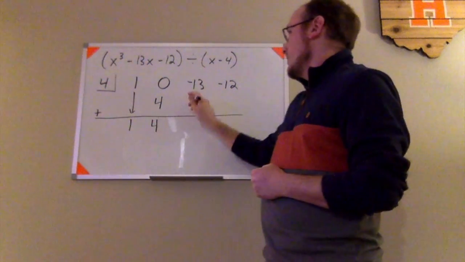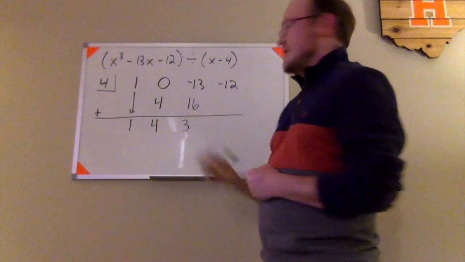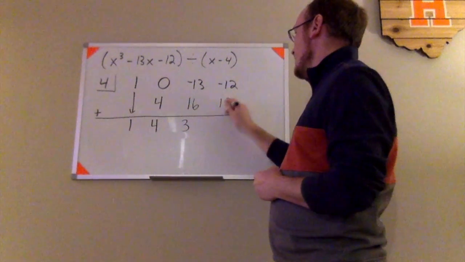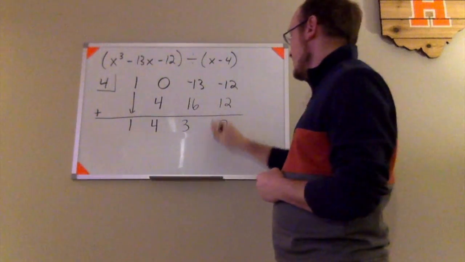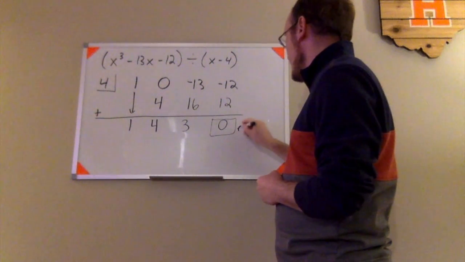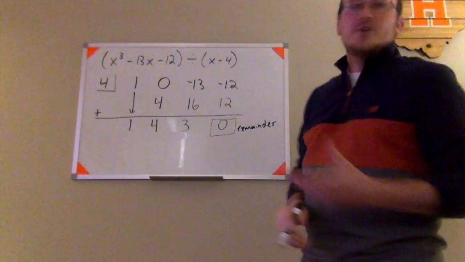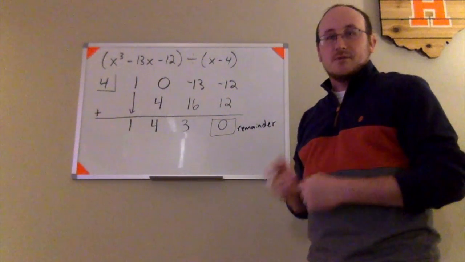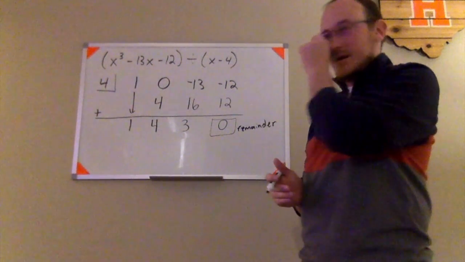4 times 4 is 16, add the column, so I get 3 there. 4 times 3 is 12. Add the column, I get 0. So this 0 right here is my remainder. It's not always going to be 0. In this example, it's 0. I think in the other example I did, it was 0 as well, but it certainly doesn't have to be 0. You might have some other number there for your remainder.